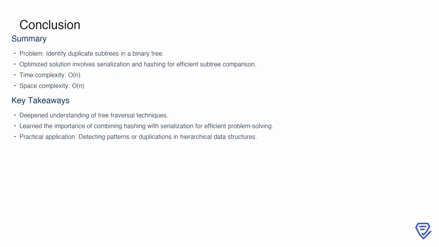Great job! Today, we covered how to find duplicate subtrees using serialization and hashing for efficient comparison. You've learned how to optimize tree traversal and apply these concepts to real-world hierarchical data.